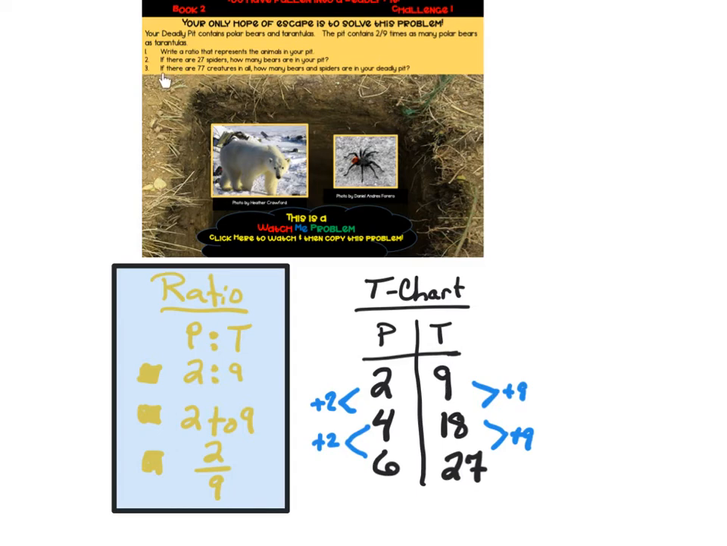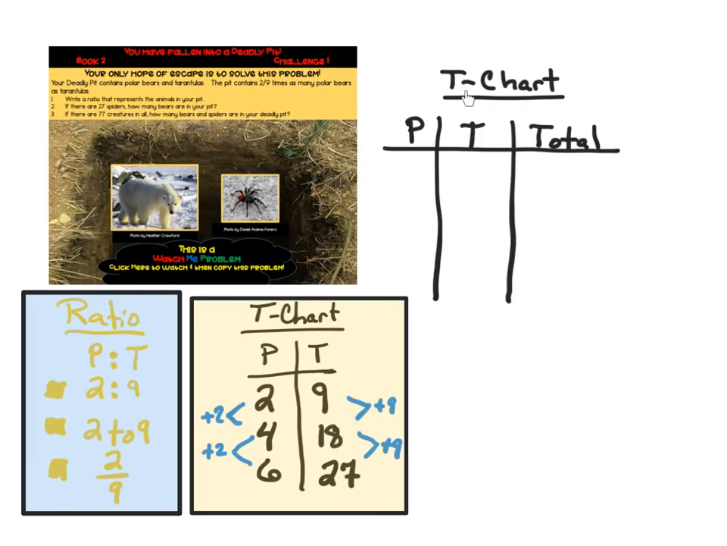Now let's move on to our third problem of this little challenge here. For number 3, it says, if there are 77 creatures in all, how many bears and spiders are in your deadly pit? All right, well, let's figure that out. And we're going to use another T-chart, but a triple-decker T-chart. Alrighty, and here we go. I've got my triple-decker T-chart. So I've got P for the polar bears here, T for the tarantulas right there, and then total.